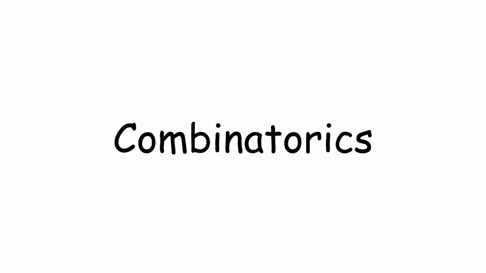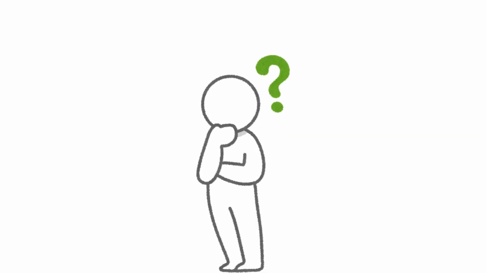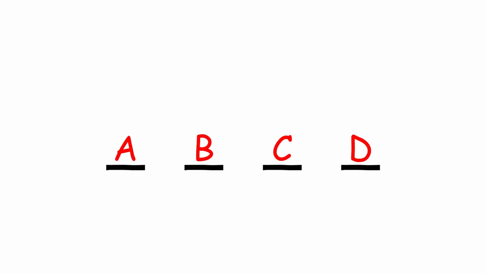Combinatorics. Here's a simple combinatorics question. Imagine that you have an alphabet of just 4 letters. Let's say A, B, C, and D. If the order of the letters matters and you're allowed to use a letter several times, how many different 3-letter sequences can you make with these letters?